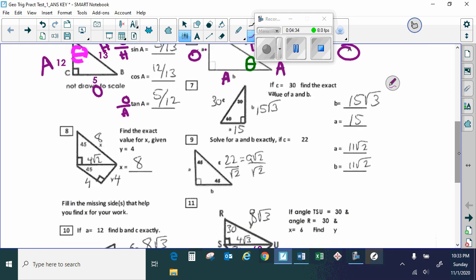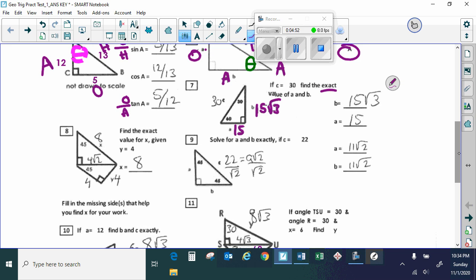All right, number 7 now. We have special right triangles, 30, 60, 90. If C is 30, we know the hypotenuse, and the 30-degree side is exactly half of it. So 15, and this 60-degree side is root 3 times longer, 15 root 3. Notice again, exact values, nothing in your calculator.